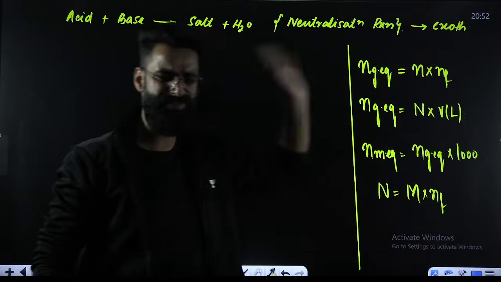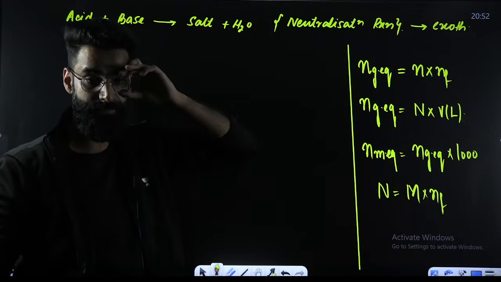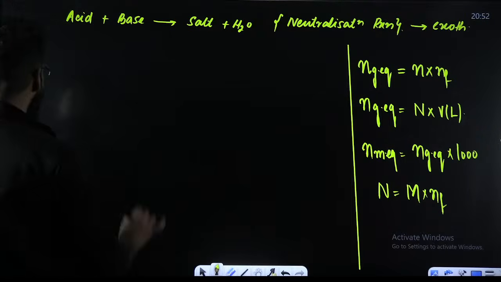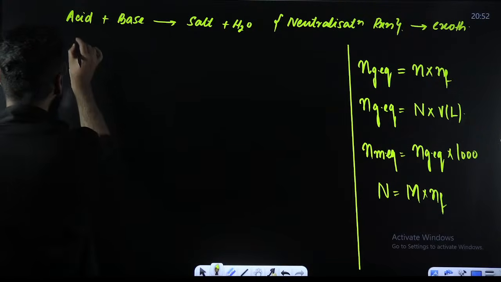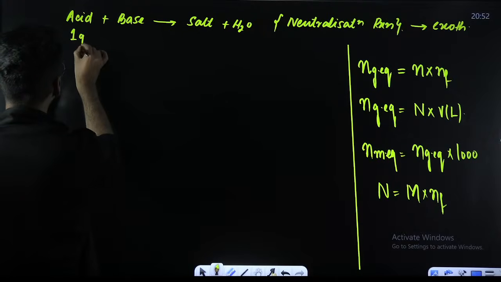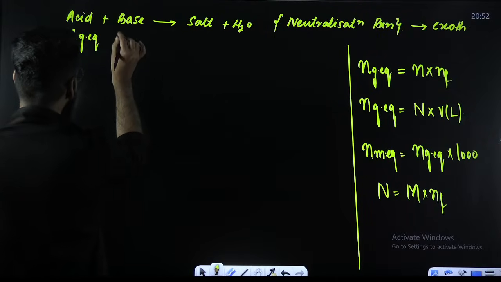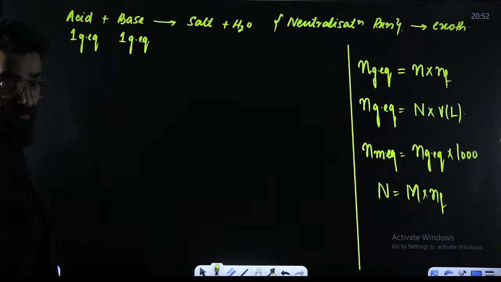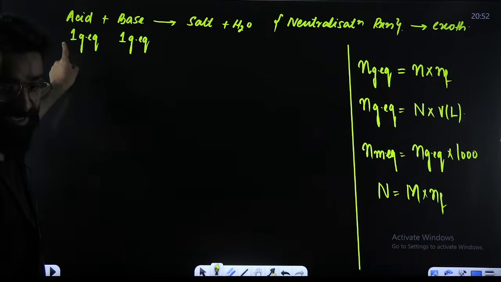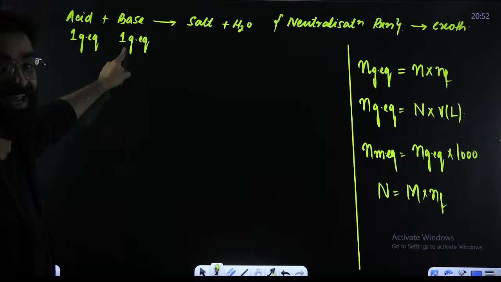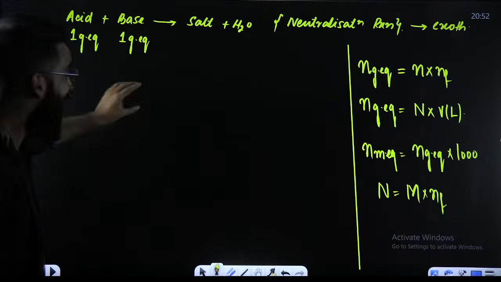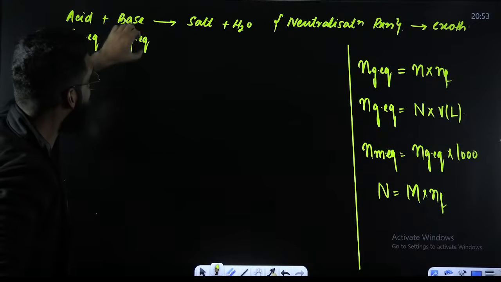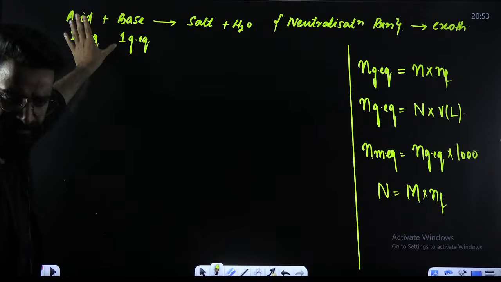I believe you would have studied these results before also, in your redox or some other chapters. Okay, now guys, try to understand. Imagine I'm taking 1 gram equivalent of an acid. Imagine I'm taking 1 gram equivalent of a base. Imagine 1 gram equivalent of an acid is completely neutralized by 1 gram equivalent of a base.